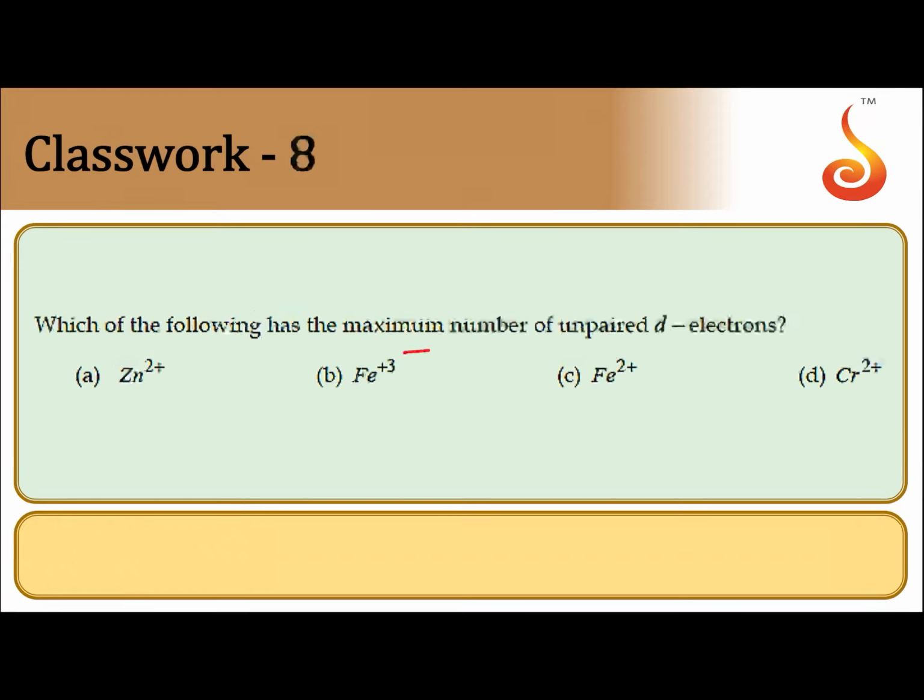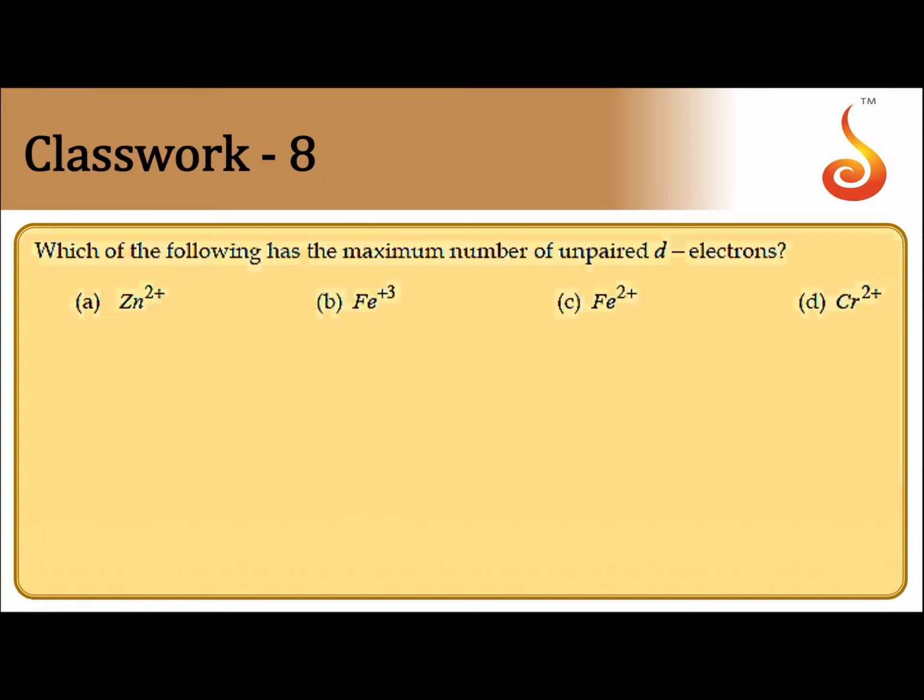Then comes the eighth one. Which of the following is going to have the maximum number of unpaired d electrons? In the case of d block elements, we need to remove electrons first from the s orbital, followed by the d orbitals. Let us take option A first. For a zinc atom, the atomic number is 30 and therefore the configuration is 4s2 3d10. Now for Zn plus 2, remove electrons from the s orbital. Zn plus 2 has 3d10. This is option A.